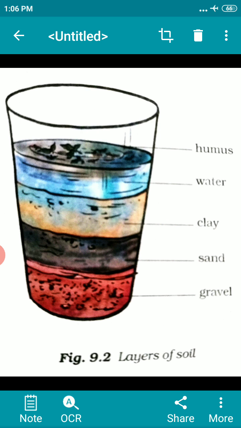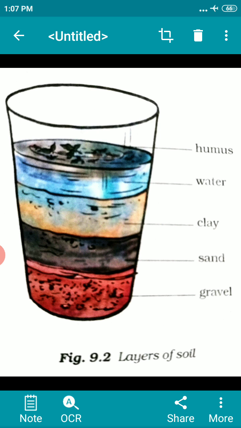Observe it afterwards. See, in the glass tumbler, you can see the different layers of the soil. From down to up, you can see first gravel. Gravel means little bigger particles. And then sand. Sand, you know how big it is, from the beach, you can see that sand. Now clay is very fine particles. And then humus. So the soil contains gravel, sand, clay, humus. So these are the components of the soil.